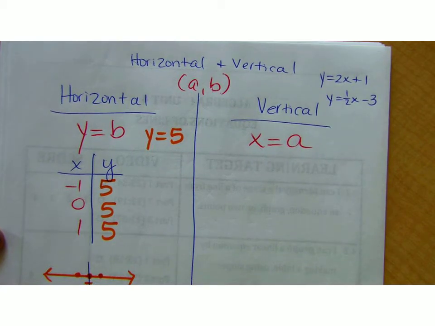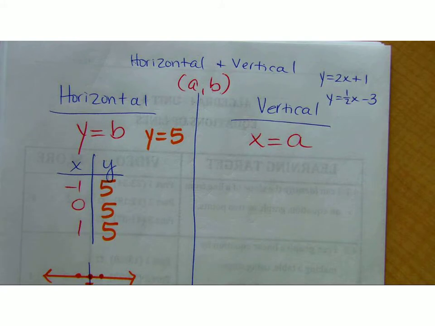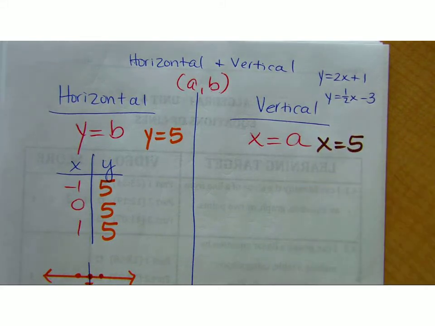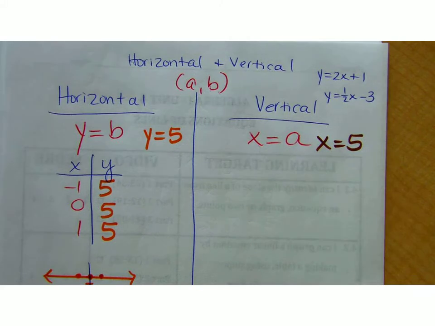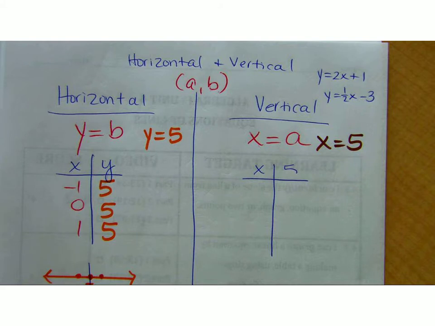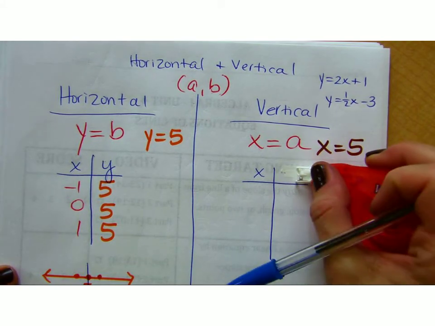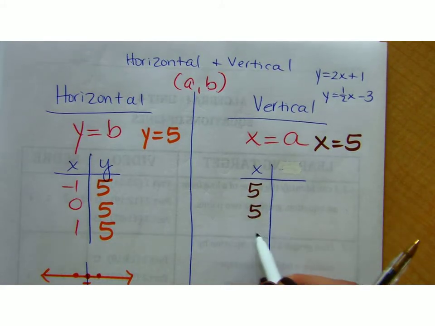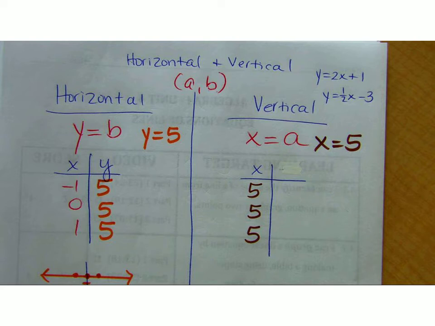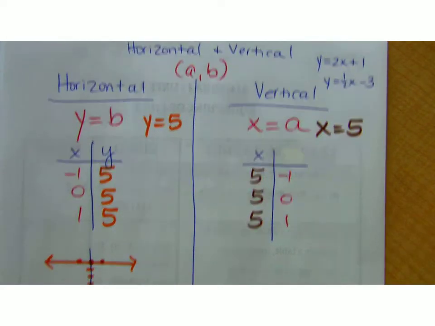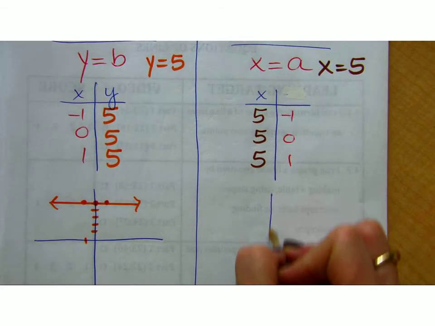Let's figure it out. If I give you a vertical line that says x equals -2. No, actually, let's stick with 5, just so you kind of know. So let's say x equals 5. Same deal. Make your table of values. I don't care what you choose for y, as long as your x is 5. You could choose -1, 0, 1. That's a good sampling of numbers. Now let's plot those points and see what we get.